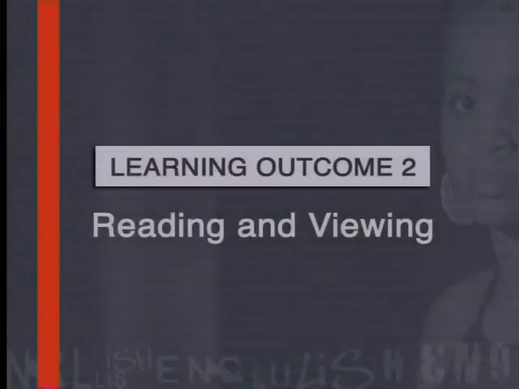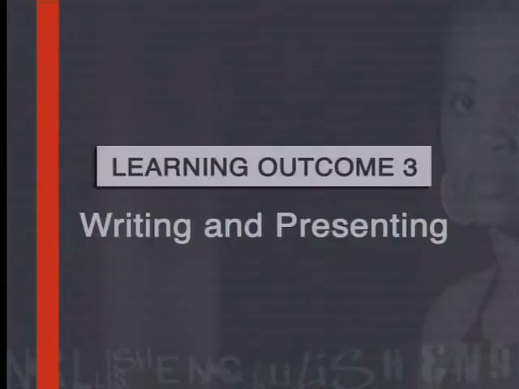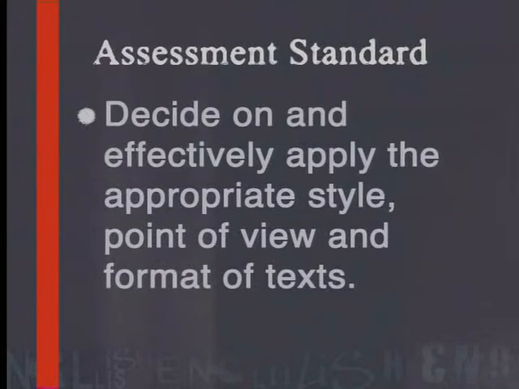The following lesson is linked to Learning Outcome 2, Reading and Viewing, and addresses the assessment standard that requires learners to explore and explain key features of texts and how they contribute to meaning. This lesson also links to Learning Outcome 3, Writing and Presenting, and the assessment standard that requires learners to decide on and effectively apply the appropriate style, point of view, and format of texts.